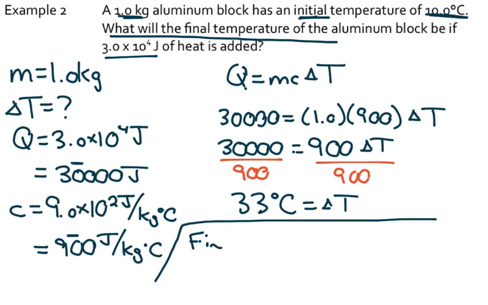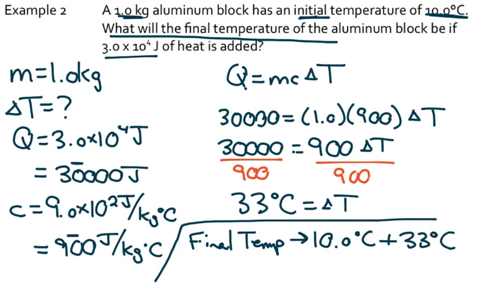So the final temperature, what we know, we started at 10 degrees Celsius. The temperature changed by 33 degrees Celsius, meaning the final temperature of this aluminum, and again, 2 sig figs, 43 degrees Celsius.